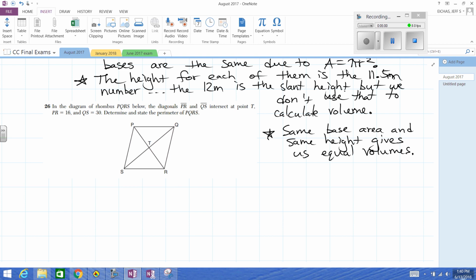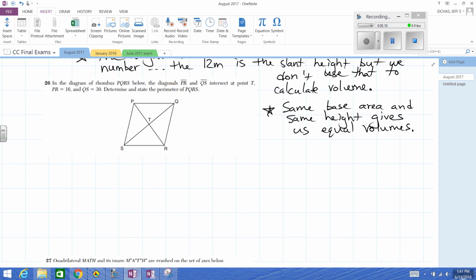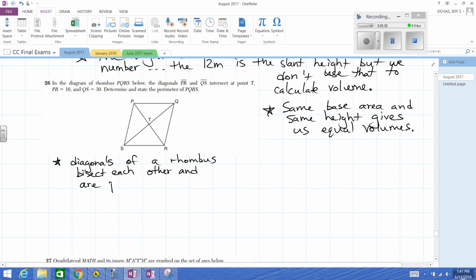All right. So in the diagram, the rhombus, okay, pretty common problem. If they give you the length of both diagonals in a rhombus, what you need to know is these are the properties. First, diagonals of a rhombus bisect each other and are perpendicular. So let's apply that.